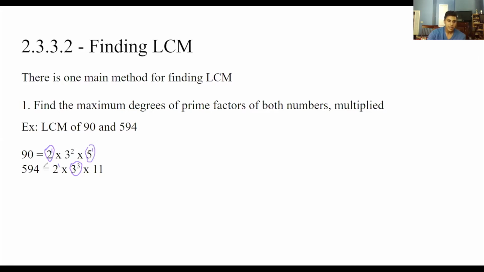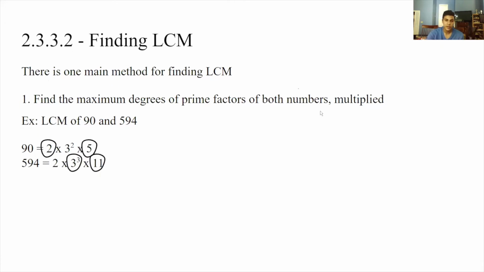And then in 594's prime factorization, we have 11, which is also 11 to the power of 1, because it's the same thing. And since 11 doesn't show up in any other place, and we only have 11 to the power of 1 here, 11 to the power of 1 is the highest or maximum degree of 11 that shows up in either of these prime factorizations. And you might wonder why I'm circling these numbers. It's because the numbers that I circled are the numbers that we're going to use to find our LCM. Specifically, all of these numbers here. So now that I have them circled, we just need to figure out what to do with them.